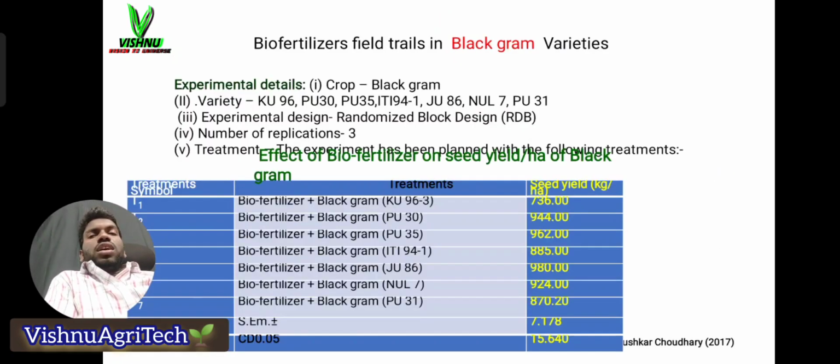And next one, biofertilizers field trials in black gram. In that black gram varieties also, here we can see seed yield in the sixth treatment. Seed yield is 980 kg per hectare.